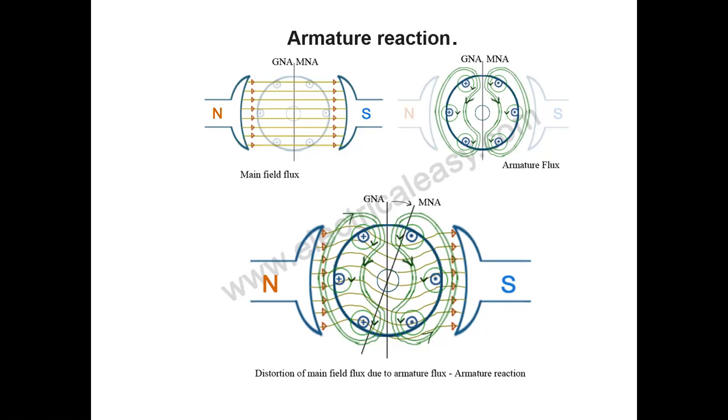In figure 1, at the start, with main field flux and armature flux, GNA and MNA both coincide because there is no load. When the DC generator is not connected to any type of load, suppose a lamp load, which is nothing but a resistive load, GNA and MNA coincide each other. There is no current in the armature, hence armature flux is zero, hence GNA and MNA both coincide.